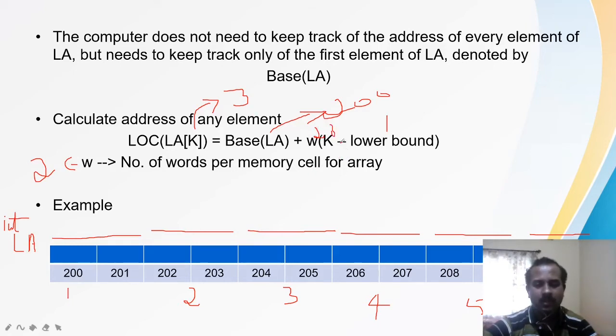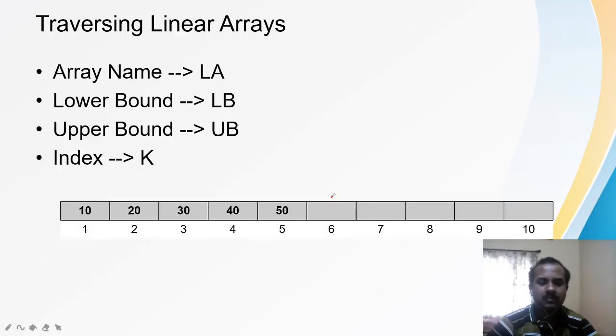Now let me do the calculation. 3 minus 1 is 2. 2 into 2 is 4. 4 plus 200 is 204. Is that the memory allocation of the third element? Yes, it is the memory allocation of the third element.